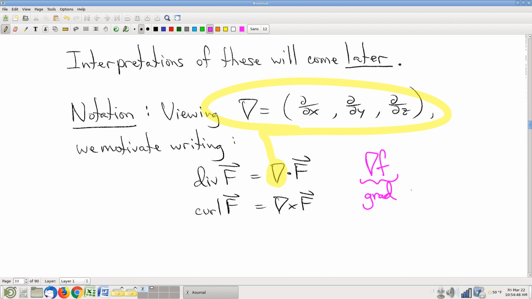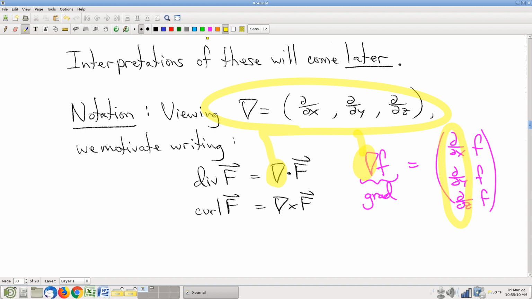And the idea there is that gradient, which is partial with respect to x of f, partial with respect to y of f, partial with respect to z of f. Notice, I can think of that as this operator, del, applied to f. Well, you can kind of think of it that way, I suppose. Just notationally, kind of suggestive of that.